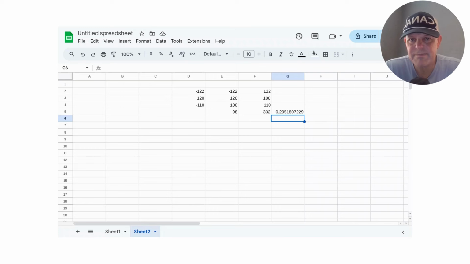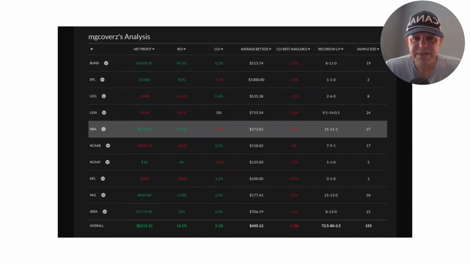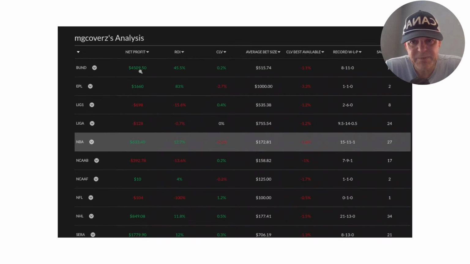All right, let's talk about soccer real quick. Now, as you know, the way I'm playing soccer requires an extreme amount of capital. This is why ROI is very important. We're basically playing the draw side and the home side. But the way we're doing it is actually profitable. And I'll show you this.